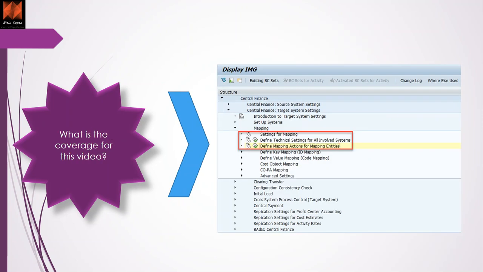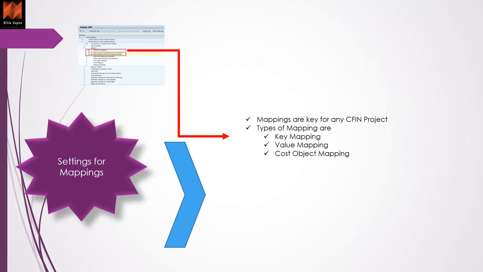And now in this video we will be talking about settings for mapping. We have divided this video into a few smaller videos. In this particular video we will be covering settings for mapping, technical settings for all involved systems, and define mapping actions. This is what we'll cover, and in the next video you will find key mapping and value mapping.